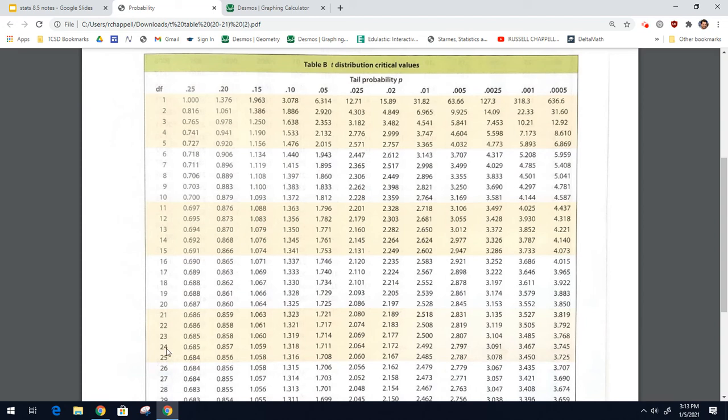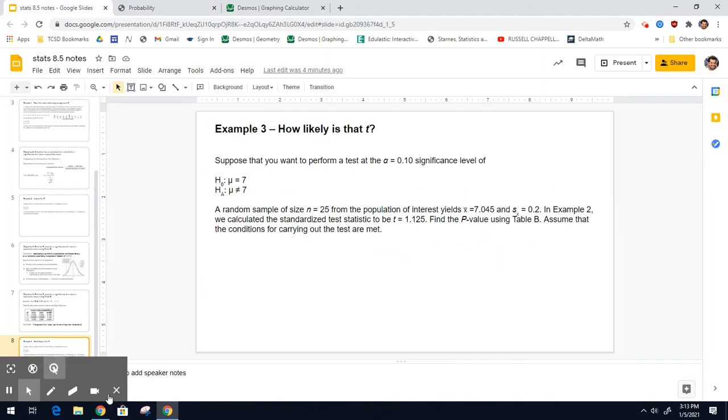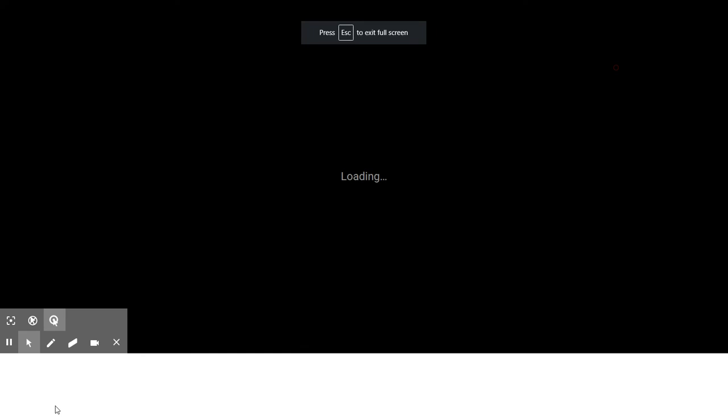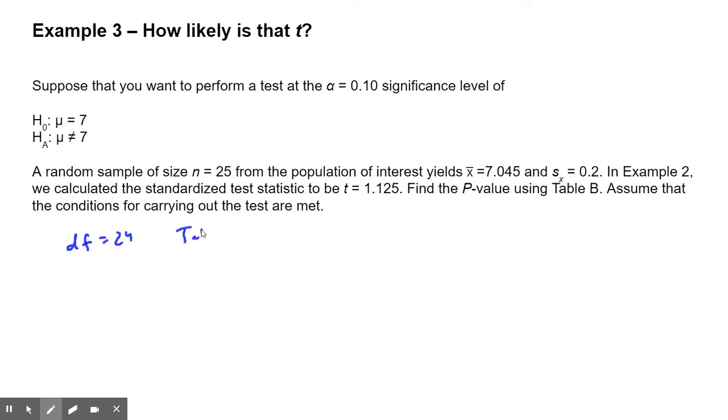If you look at 24, 1.125 is between 1.059 and 1.318, which represent p-values of 0.15 and 0.10. So in my notes, I'm going to write this down. Our degrees of freedom was 24. From table B, there were these two values, 1.059 and 1.318. Those are the two values that 1.125 fell between in the table.